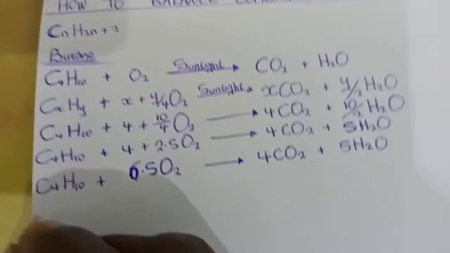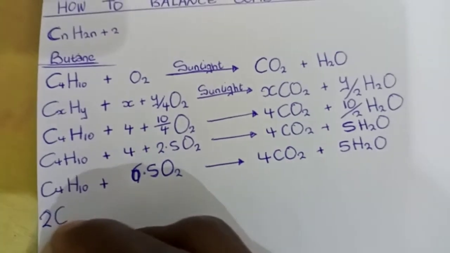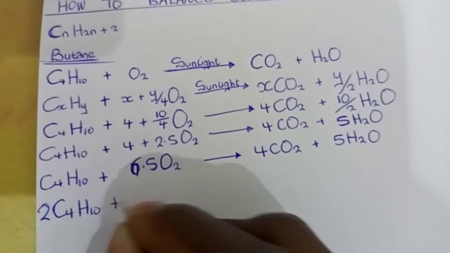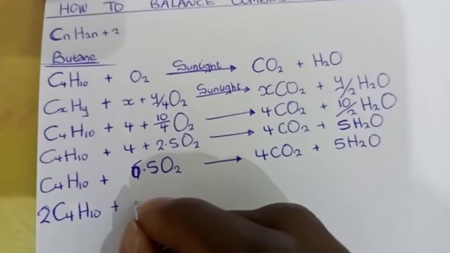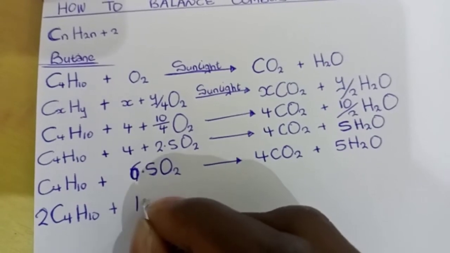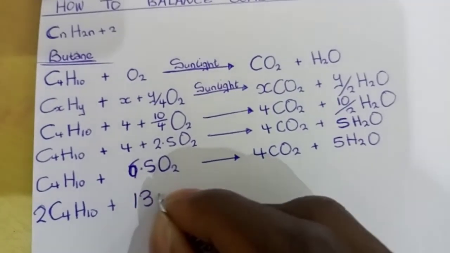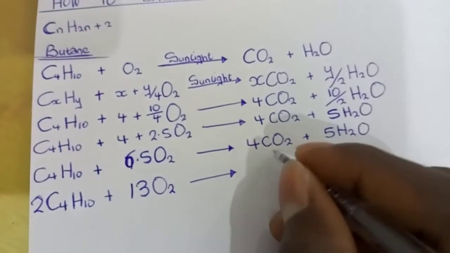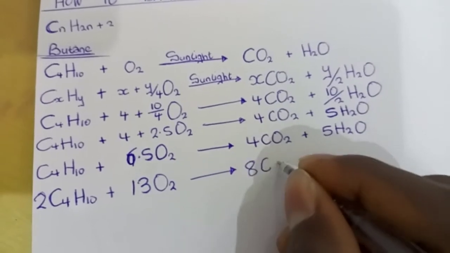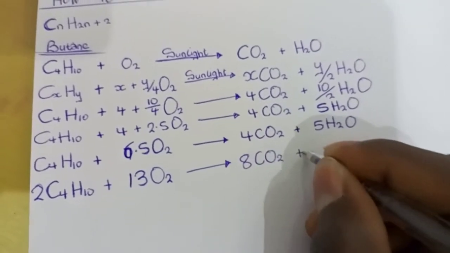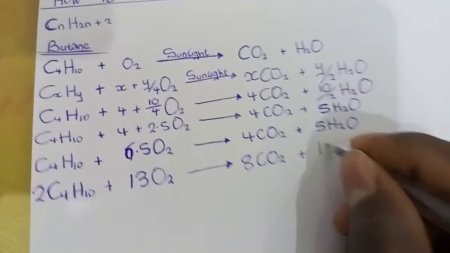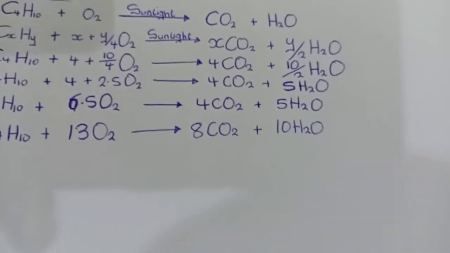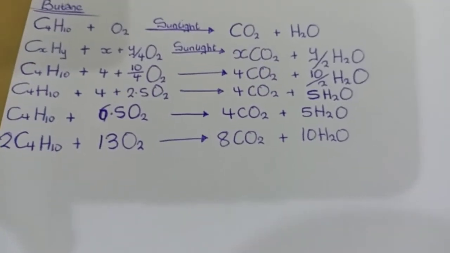So for us to be able to remove this decimal, we need to multiply the whole equation by 2. That will give us 2 moles of butane, 6.5 times 2, that will give us 13 moles of oxygen. 2 times 4 will give us 8, plus 5 times 2 will give us 10. That is 10 moles of H2O. So here our reaction is balanced. So that is it, guys.